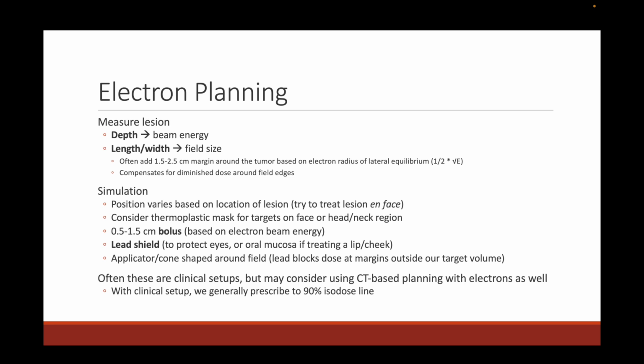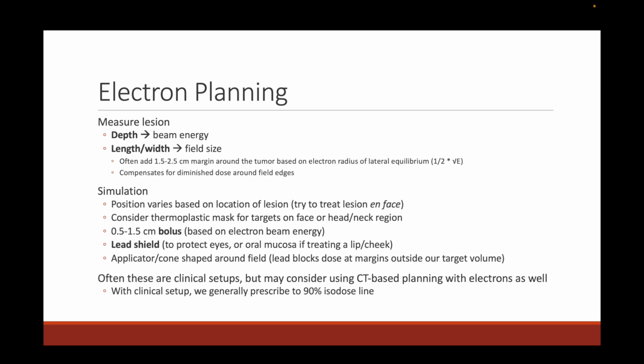We do apply a bolus because remember that the surface dose is lower than the depth of maximum dose. And at surface, we are often not yet at that 90% isodose line. So depending on the electron beam energy and where we reach that 90% isodose line, we might need to add a 0.5 cm to 1.5 cm bolus.